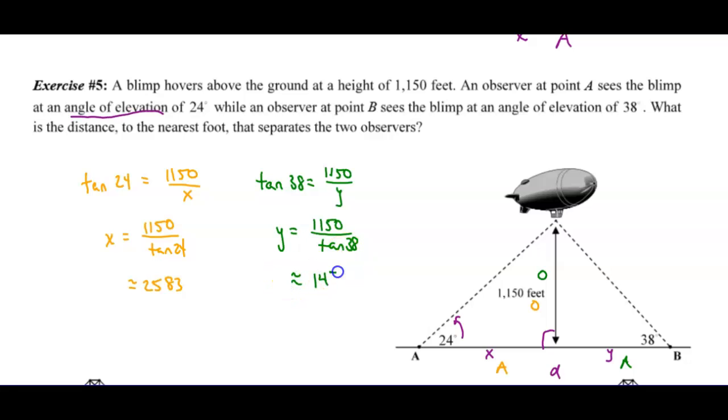I get 1472. And if you could think about it, if I'm looking up steeper, then since I'm keeping the height the same, I would have had to be closer to it to be able to look up steeper and get the same object. So now if I just add those two together, that AB segment is going to be the sum of them. It's going to be 4,055 feet. All right, much more on these trig applications in class.